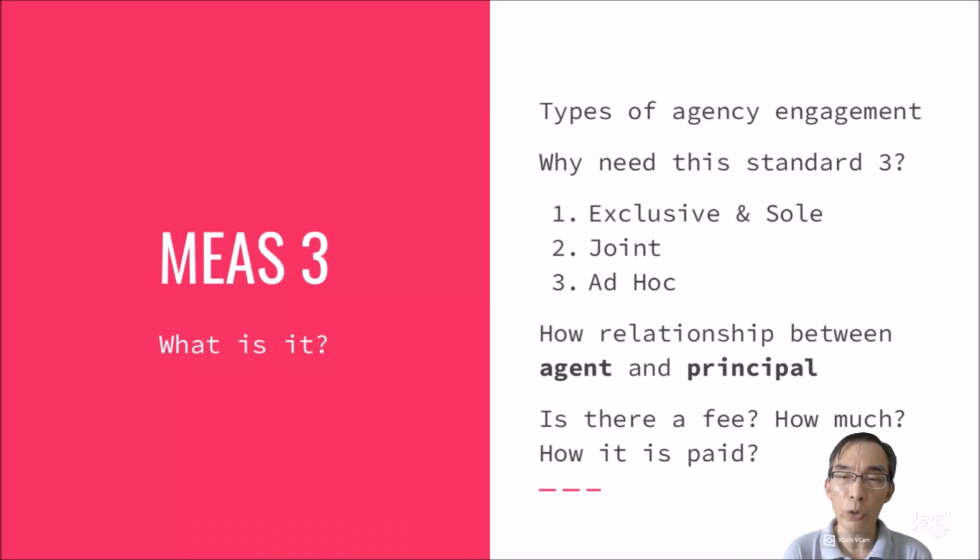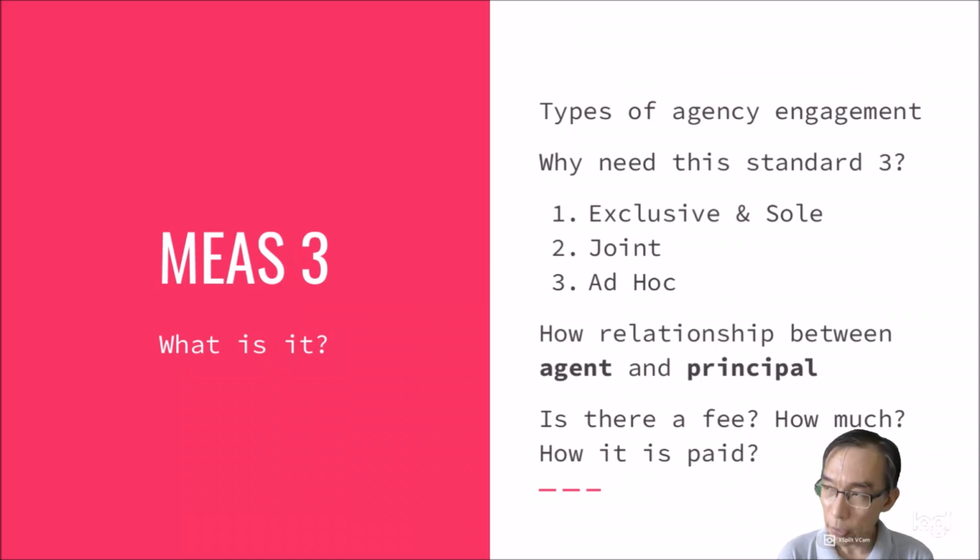So that is exclusive. So what is in the MEAS 3 for the letter of engagement or appointment, on the part of types of engagement, MEAS 3, is actually to specify the fees, how much to be paid, and how the fees are paid. How the fee is paid is in the case that the job is done. So when the job is done means the sales and purchase agreement is signed and becomes unconditional.